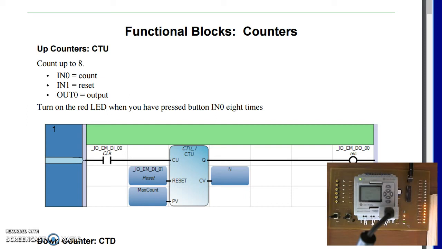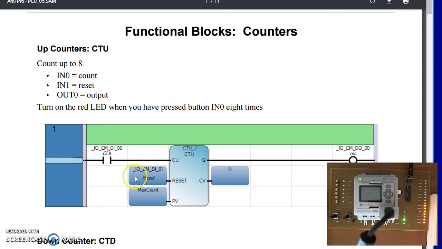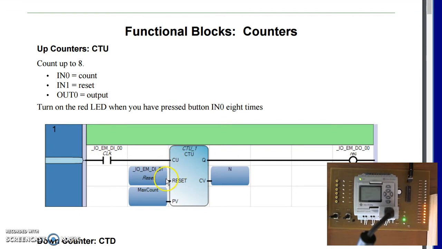In addition to timers, you can have counters. Counters let you count up and down, or the number of cars in parking lots, or other things. Up counter, CTU. Every time you have an edge on count up, it will count up to max count.